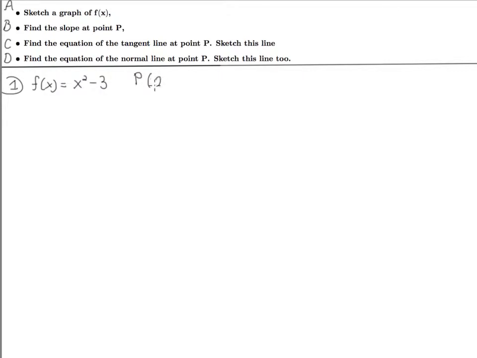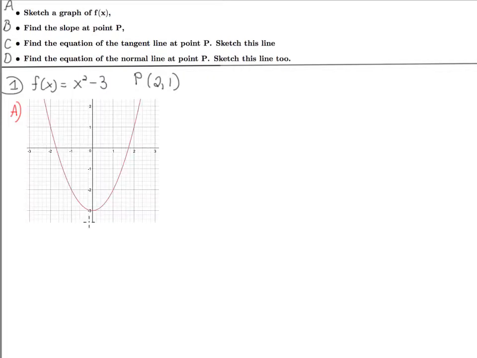For this next example, we're going to do 4 things. We're going to sketch the graph, find the slope at point P, and then find the equation of a tangent line and the equation of the normal line, and then graph those two equations. So we're going to start by looking at the graph of f of x here, which is x squared minus 3, so it's my parabola moved down 3 units. And the point of tangency is this point 2, 1, which is our point P.